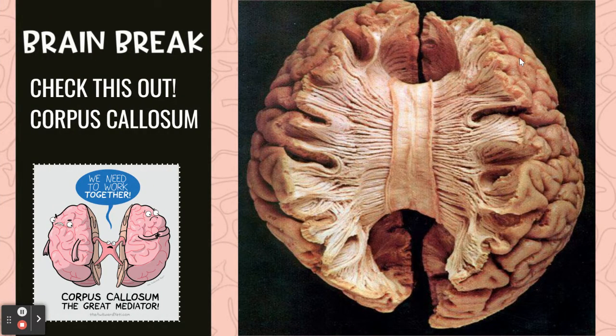All right, so this is an example of a corpus callosum. As you can see, this kind of ridge down the middle that has the fibers coming out of it, that is what we are talking about.